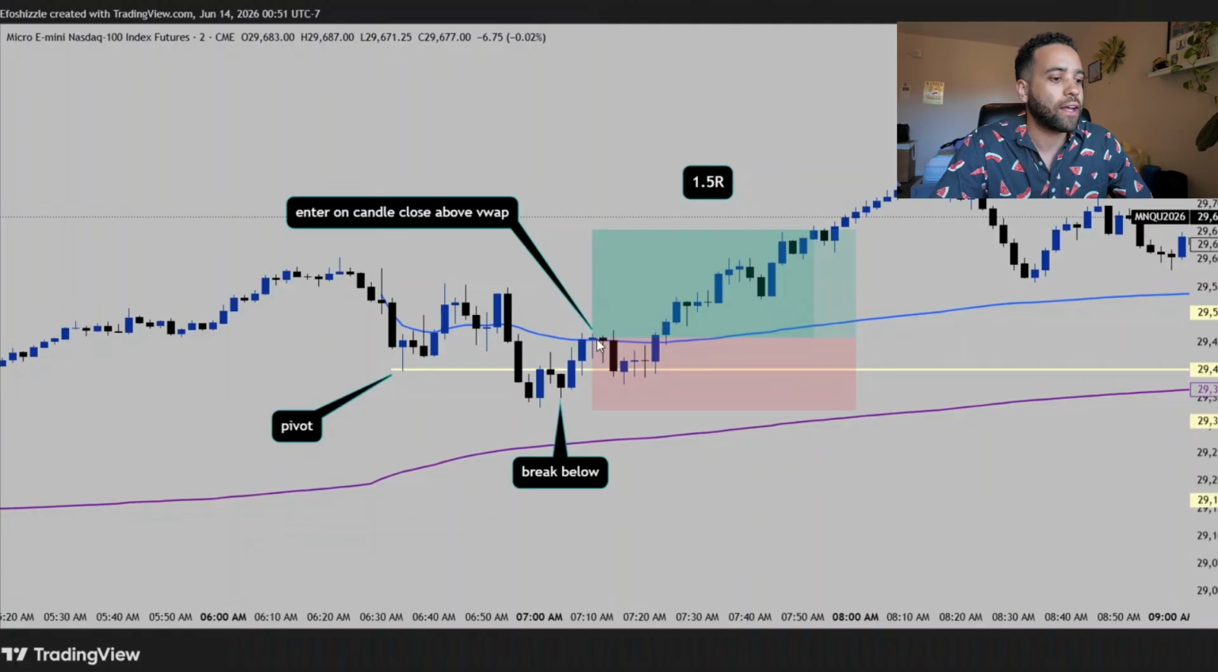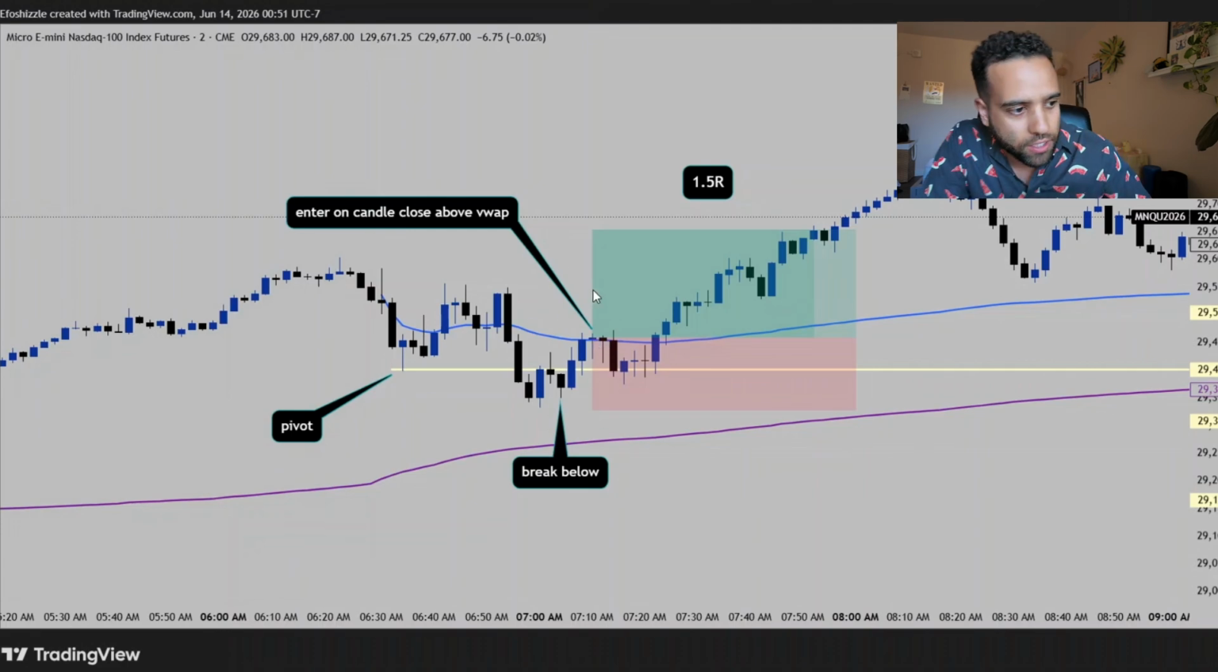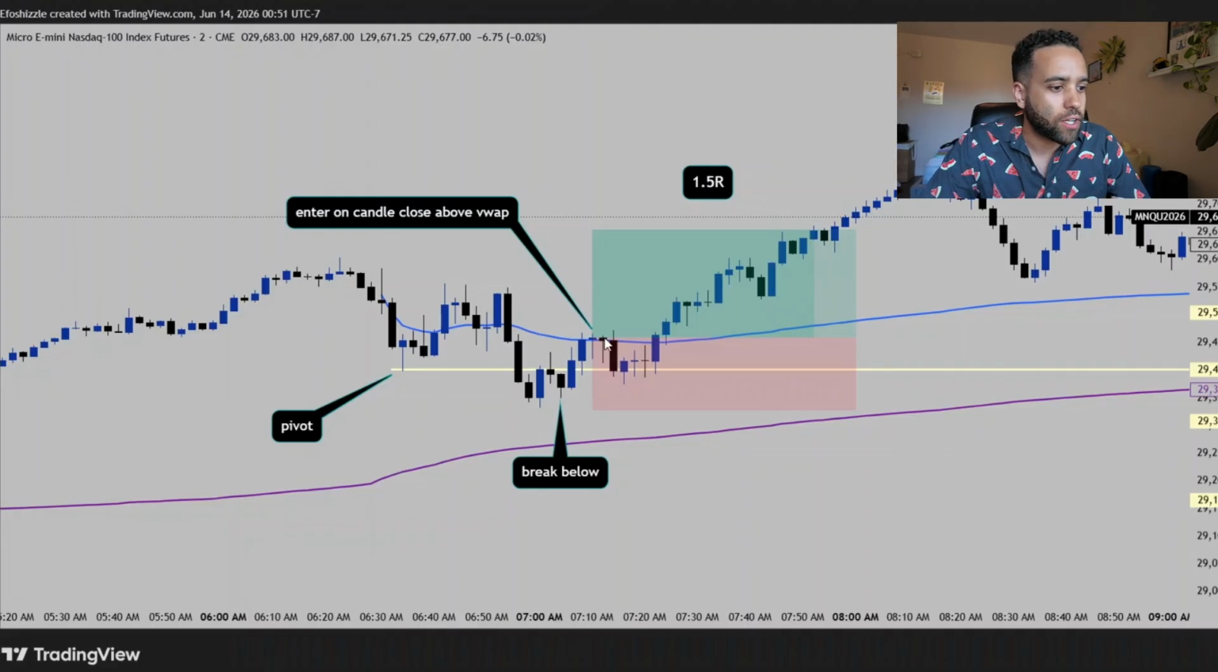So, and then I like to enter on the candle closures, and this is also on the 2-minute chart, as you will see here.